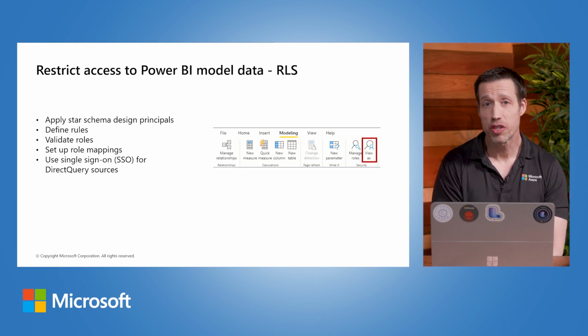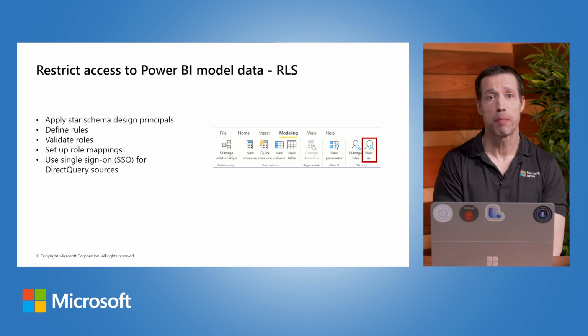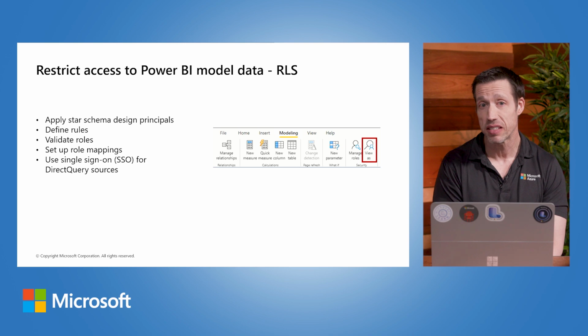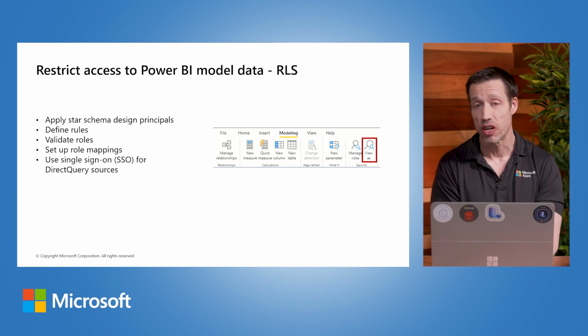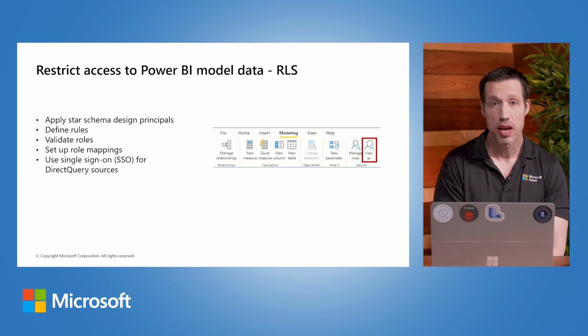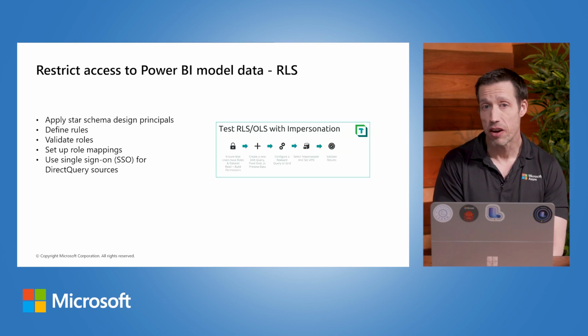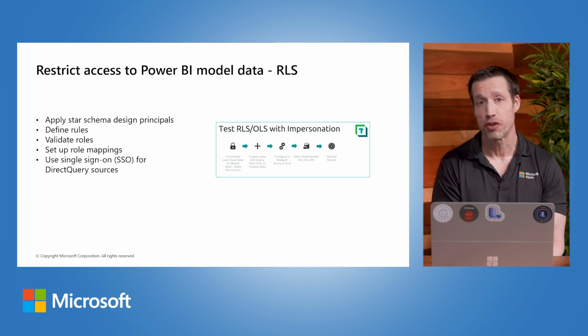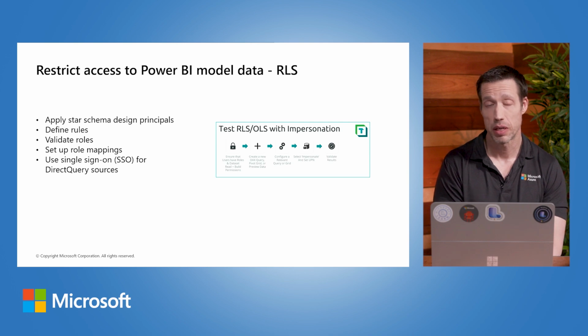When you create roles, it's important to test them to ensure they apply the correct filters. For data models created in Power BI Desktop, there's the View As function that allows you to see the report when different roles are enforced and different username values are passed. You can also use Tabular Editor and its impersonation feature to test roles in the service.